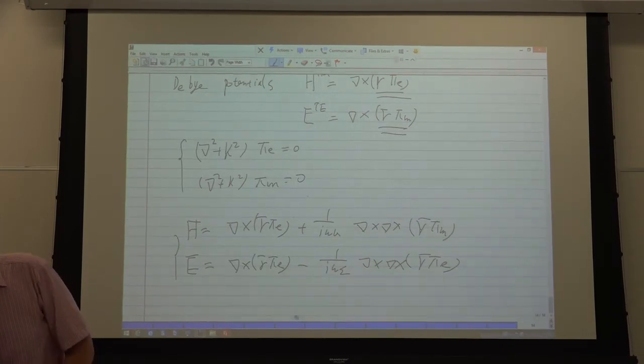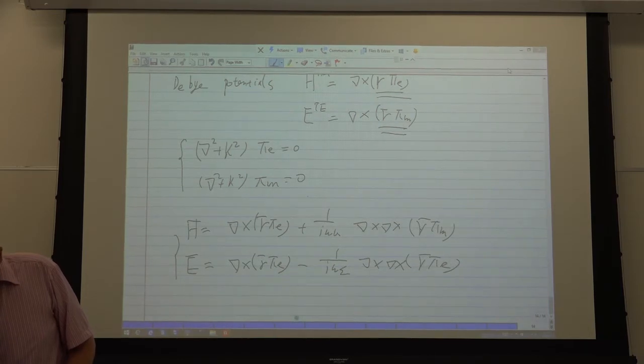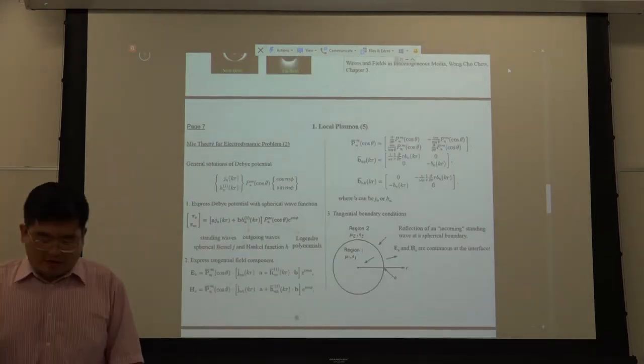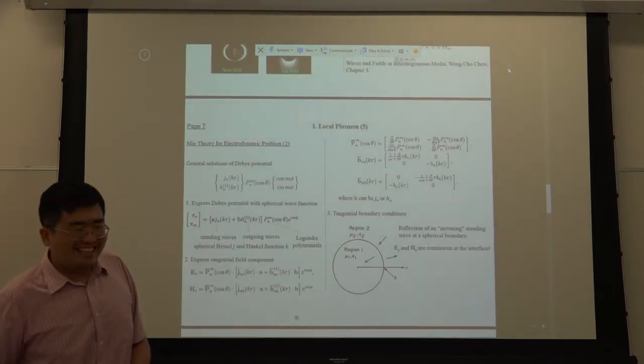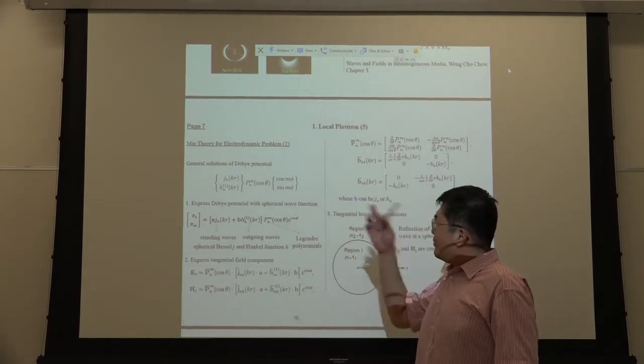Okay. This is the first thing. Then I can take you through the slides. I move through the slides faster because it's very, very complicated. Not easy. I think there are three steps.